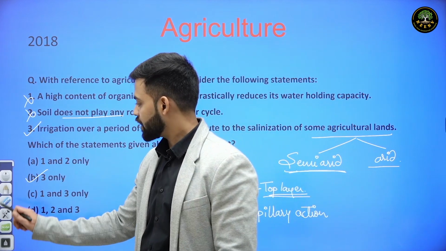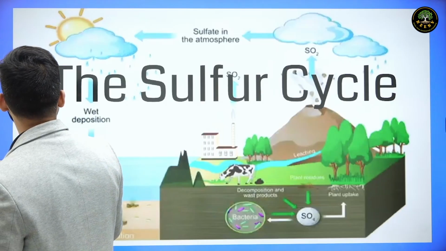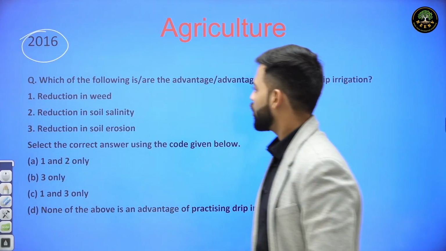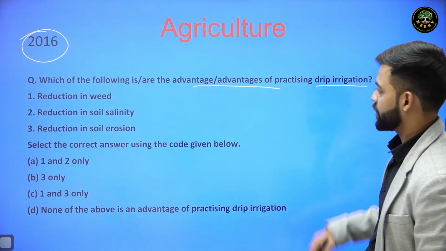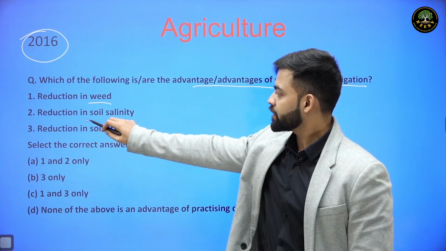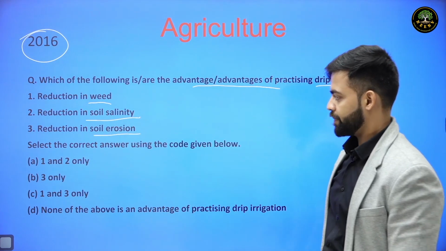Now, similar nature question related to irrigation came in the year 2016. Which of the following are the advantages of practicing drip irrigation? Number 1, reduction in weed. Number 2, reduction in soil salinity. And number 3, reduction in soil erosion.